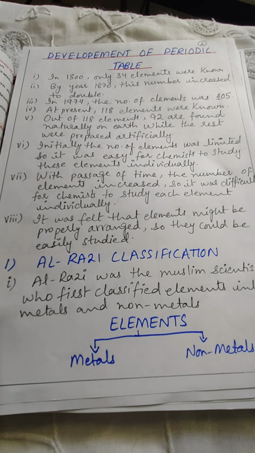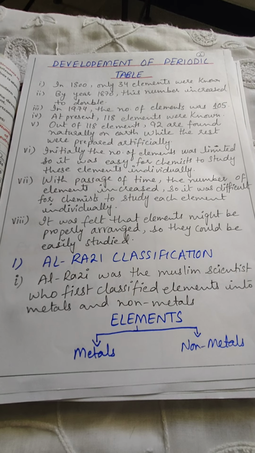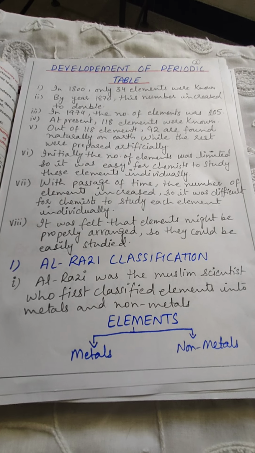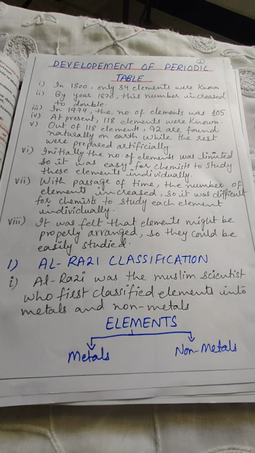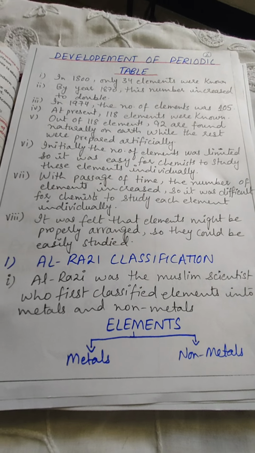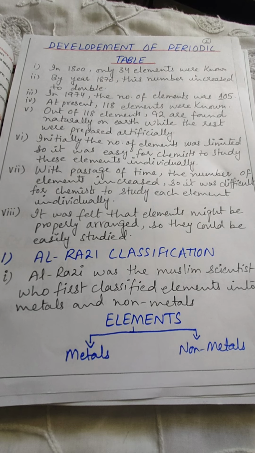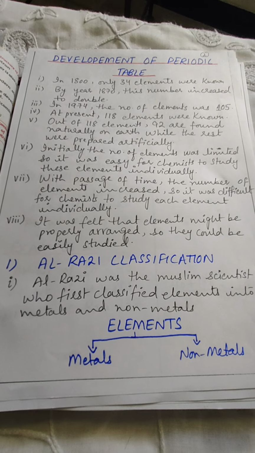So with each passing day and the discovery of new elements, the number of elements increased. So it was difficult for chemists to study each and every element individually. For that they needed a place where they could collect all the elements. Al-Razi was the first who decided to classify the elements on the basis of their different characteristics. He was the first who divided the elements into metals and non-metals.